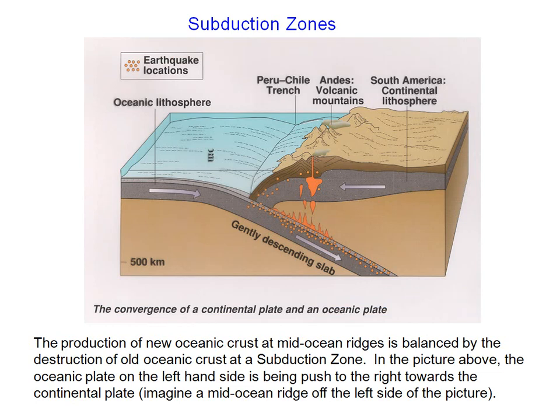The production of new oceanic crust at mid-ocean ridges is balanced by the destruction of old oceanic crust at a subduction zone. In the picture above, the oceanic plate on the left-hand side is being pushed to the right towards the continental plate. Imagine a mid-ocean ridge off the left side of the picture.